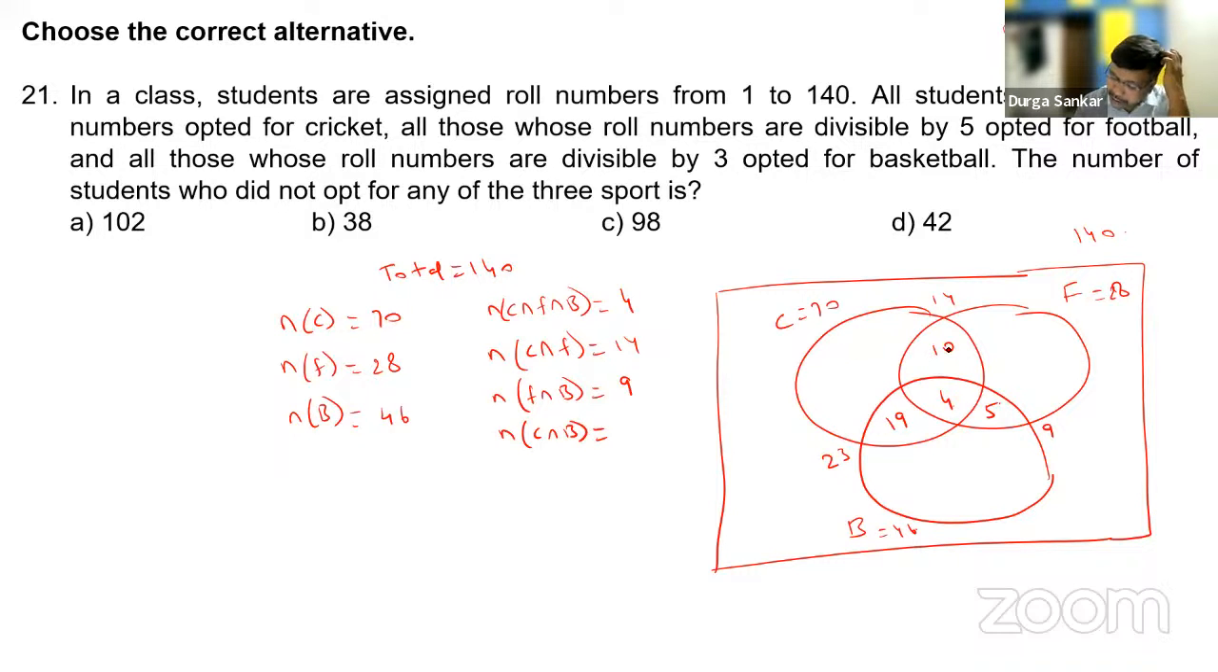Now only cricket, total cricket is 70. So 10 plus 4 plus 19, 14. This is 29 plus 4, 33. So 37. Similarly, only football, 28 minus 19 is 9. And only basketball, 19 plus 9 is 28. 46 minus 28 is 16. Now, if you see, yes, Hriday, formula would be faster. That's why I'm doing both.